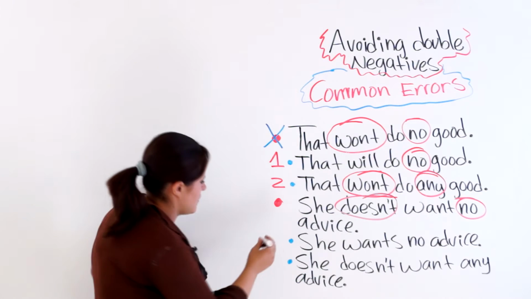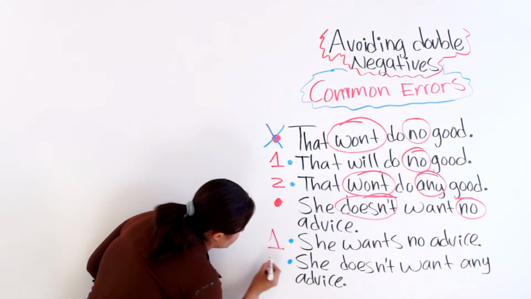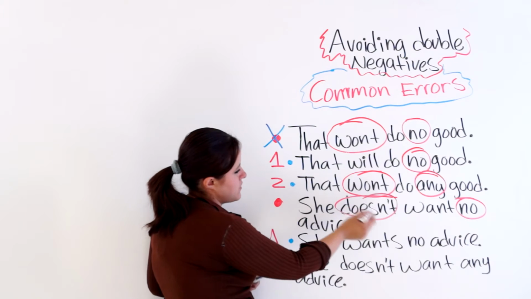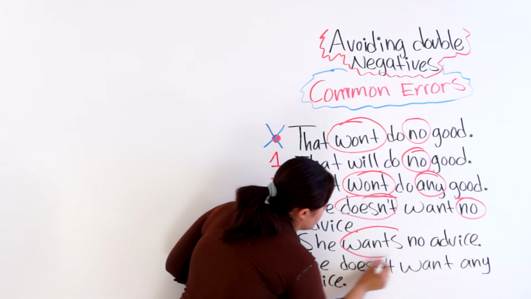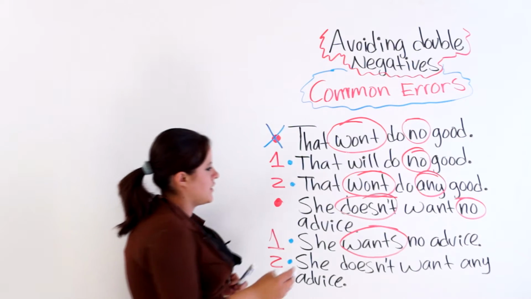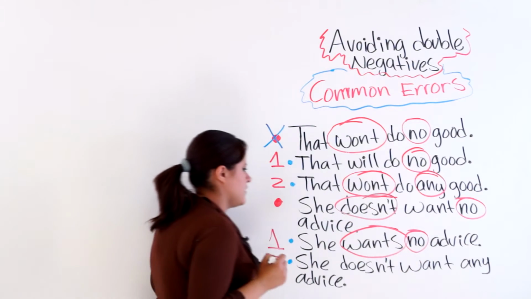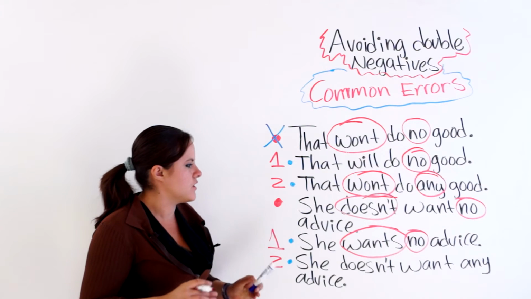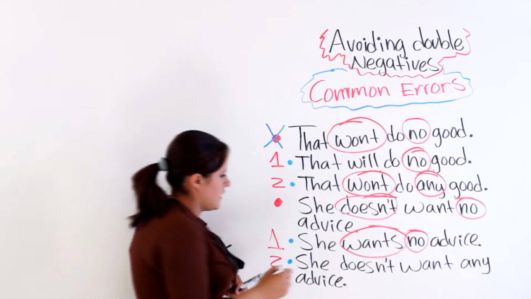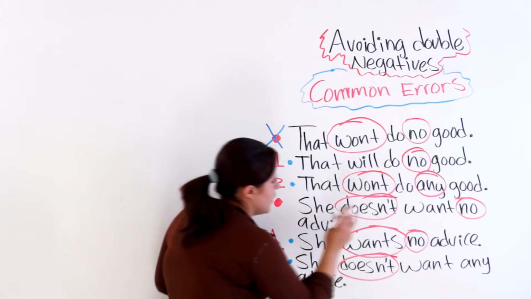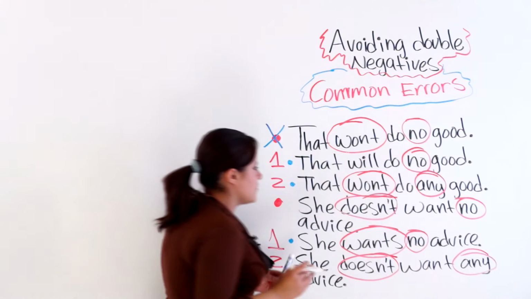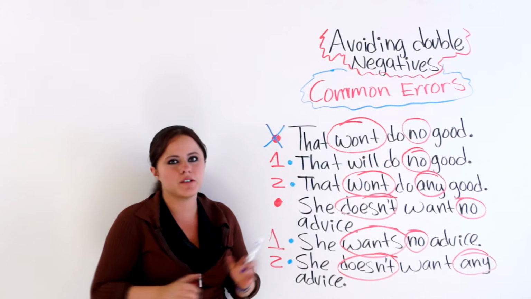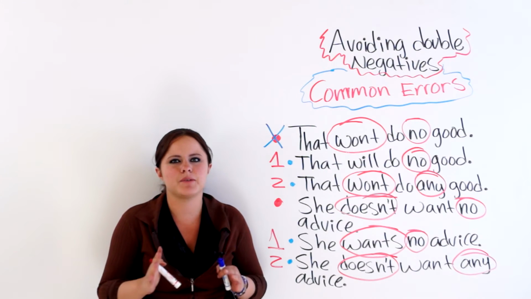And well, this is correction number 1, or your first choice, and your second choice. She wants no advice. Instead of saying doesn't want, we will use the affirmative form, she wants, and then the negative, no advice. And that is grammatically perfect. And the last one says, she doesn't want any advice. So you just replace no with any, or you change one of the negatives into affirmative form. Next, I will give you some more practice sentences and examples so that you can practice with me.